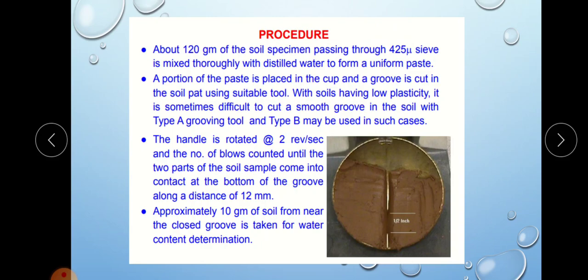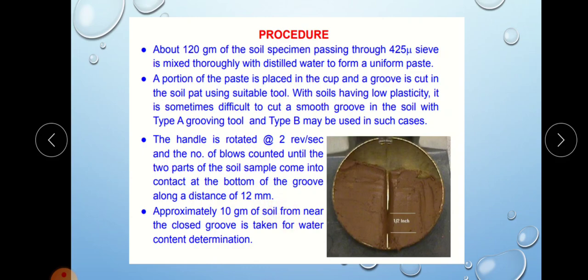After making this groove, the handle is rotated at 2 revolutions per second, and the number of blows is counted until the two parts of the soil sample come into contact at the bottom of the groove for a distance of 12 mm. Okay, so after making the groove, we are rotating the handle, and the number of blows is noted such that the two parts of the soil come close to each other over a distance of 12 mm. Okay, so this is the procedure.